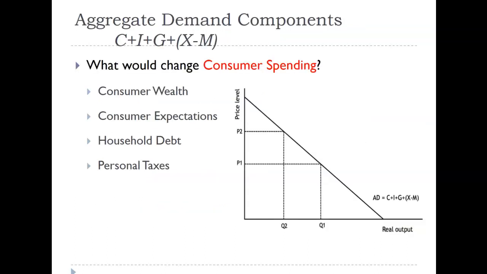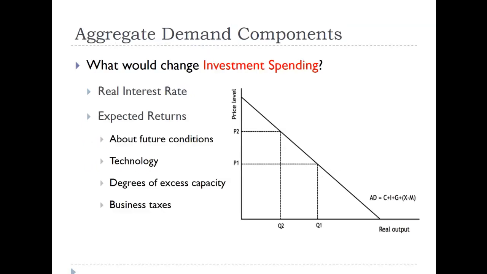So, for instance, consumer spending. What would change consumer spending? Well, let's think about the wealth effect. If your wealth increases, consumer expectations, household debt, if you're willing to spend more, if you're willing to get more into debt. Okay, personal taxes, again, think about that investment demand curve, all those conversations. People are going to spend more or less, not because their income has changed, but because of some other reason.